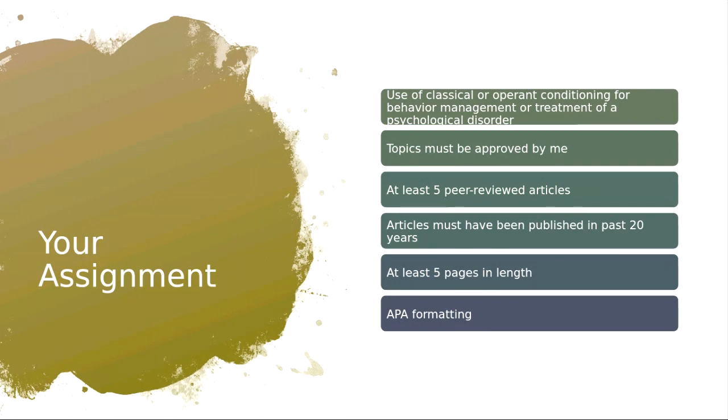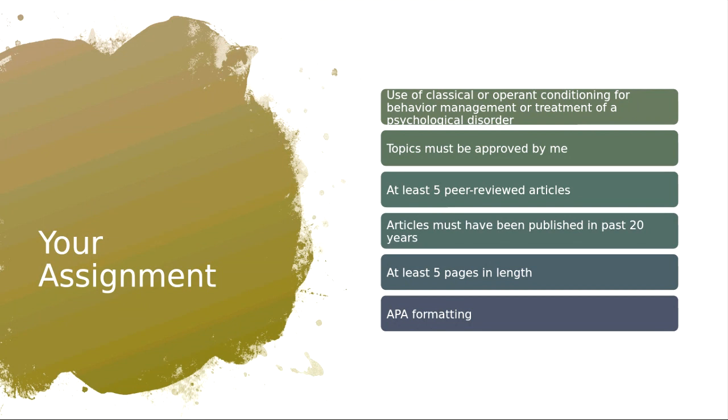To review your assignment, you're going to be discussing the use of classical or operant conditioning for behavior management or the treatment of some psychological disorder. This could be something like using aversion therapy for smoking cessation. It could be something like using a reward system or a token economy for the management of disruptive behavior in the classroom. You do have to have your topics approved by me before you start writing, but you're very free to research an area that is interesting to you.